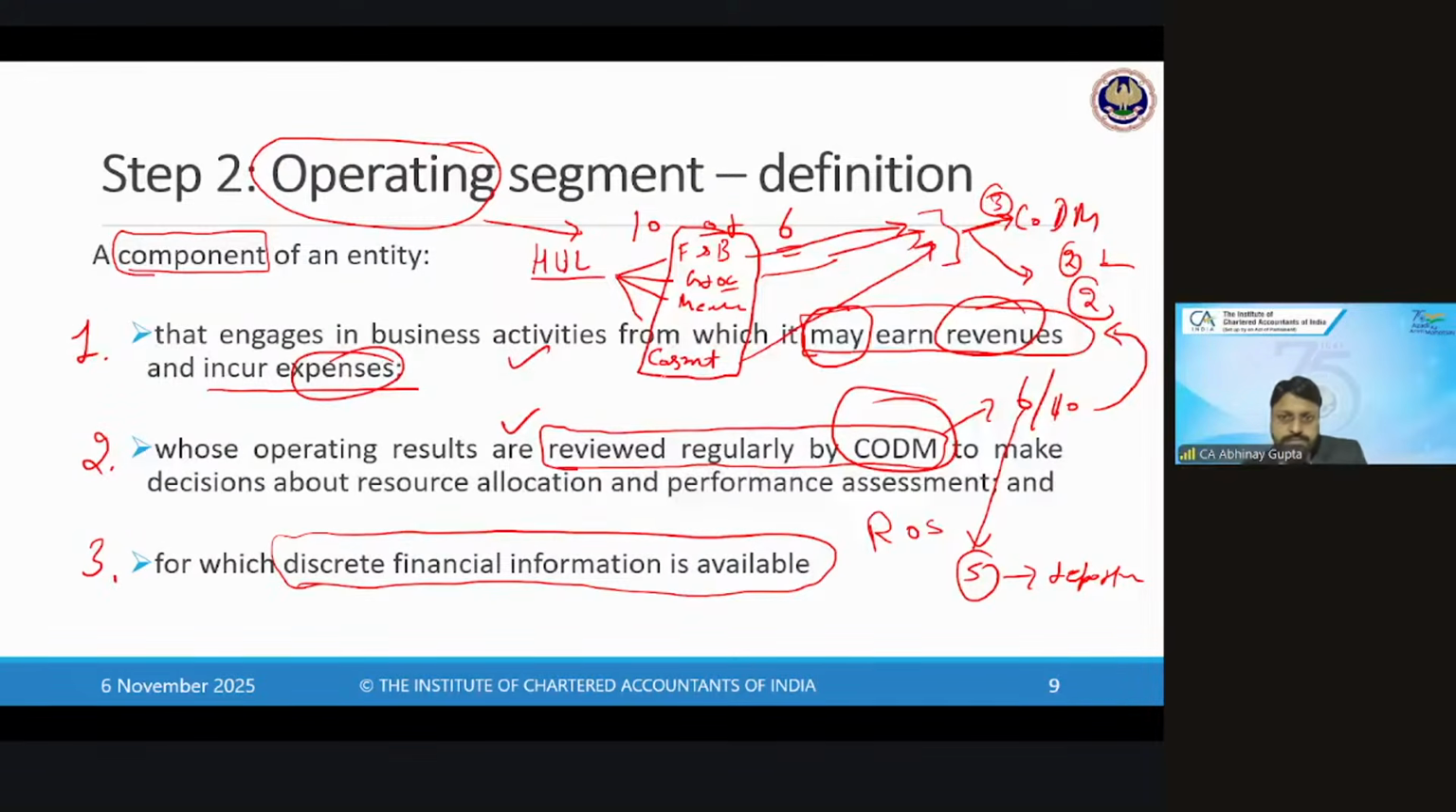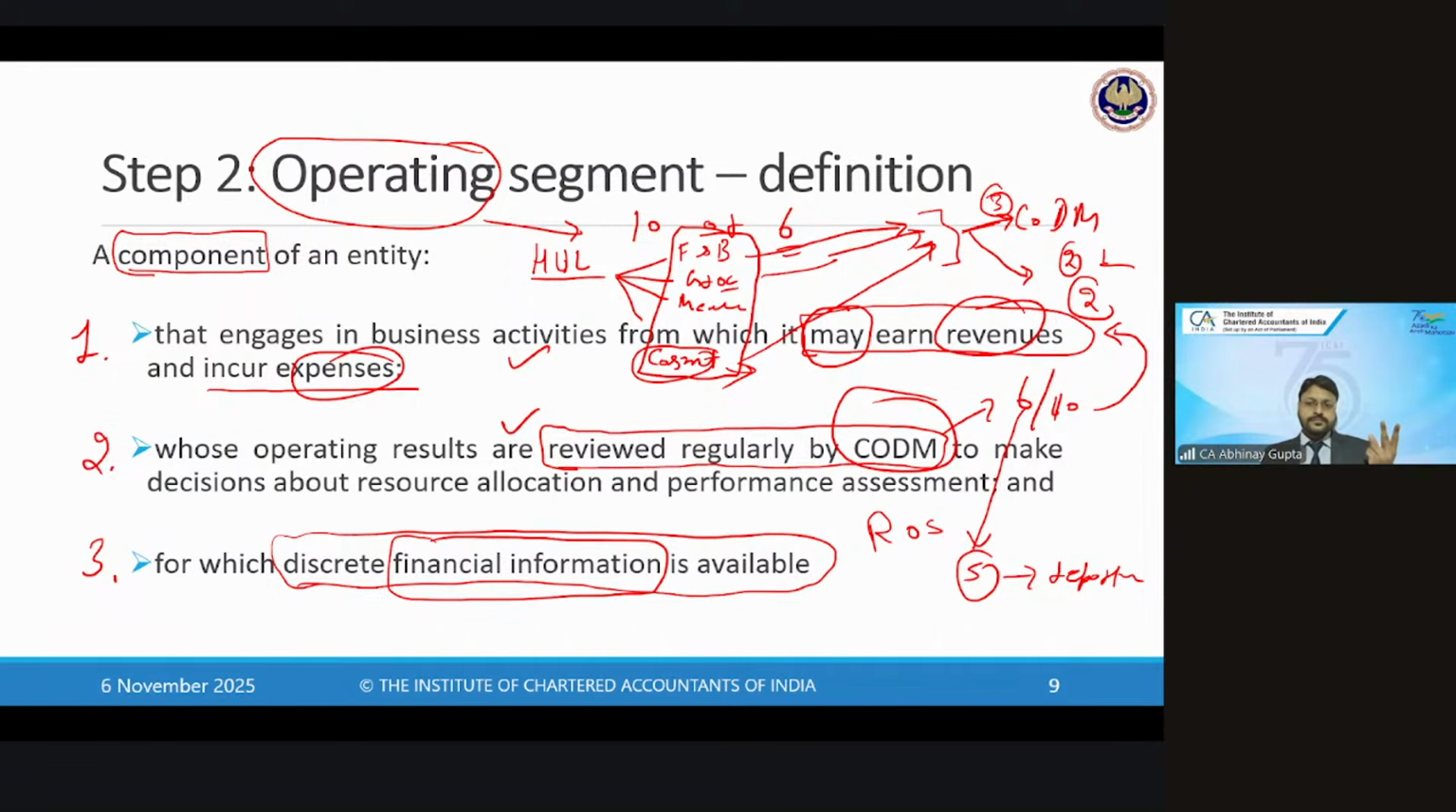4. Correct? Yes. Now, suppose financial information about a particular component, say cosmetic, is not available. So cosmetic revenue and cosmetic expenses are not separately tracked or accounted for by the company. Then will the CODM be able to do the performance analysis for this operating segment? No, sir, because the CODM will not be able to analyze it. In that case, it means the CODM is not reviewing this segment separately. Correct? Yes, sir.